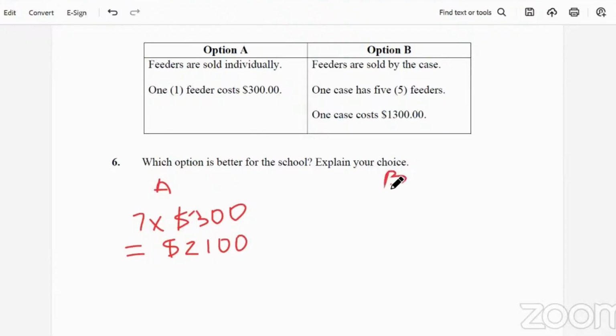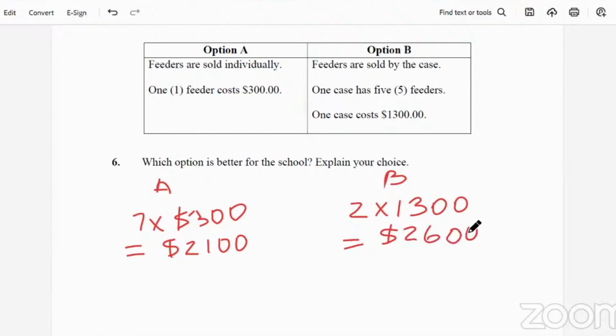All right, option B. We need 7, but one case has 5. So we would need to get 2 cases in order to get 7 feeders, okay? We couldn't just buy one case, and they're not sold individually in option B. So we would have to get 2 cases, which has 10. So 2 cases would be 2 times 1,300, and that equals 2,600.